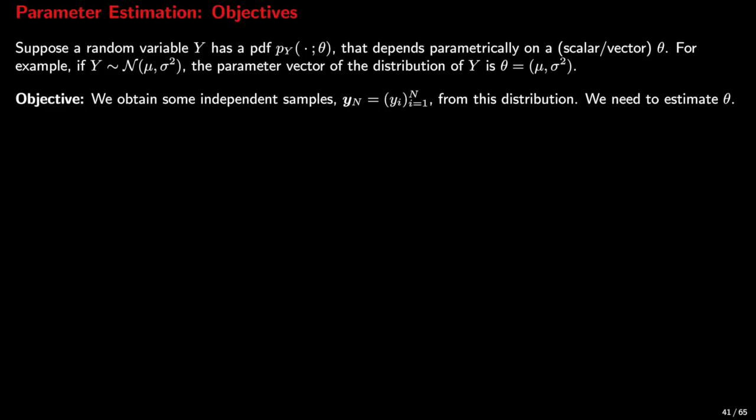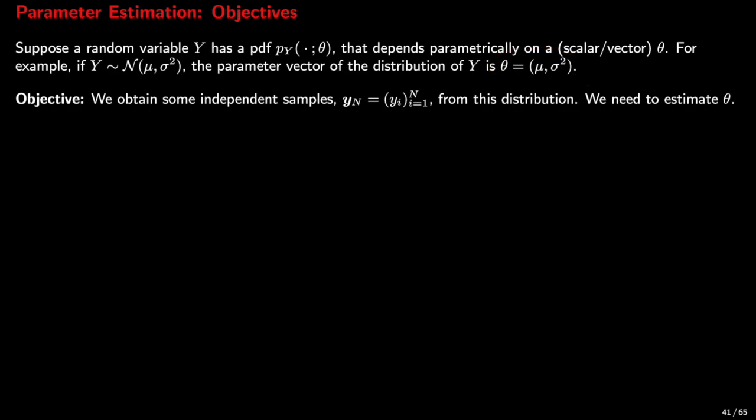This lecture will be a three-act play. We start with the maximum likelihood estimation method. Suppose a random variable y has a density function p_y, and this depends parametrically on a scalar or vector parameter theta. For example, if y follows the normal distribution with parameters mu and sigma squared, the parameter vector of the distribution is theta equals (mu, sigma squared).